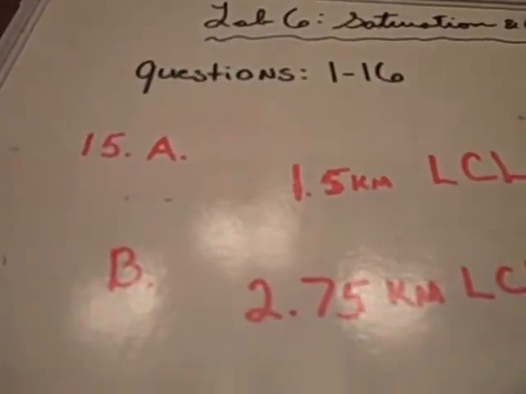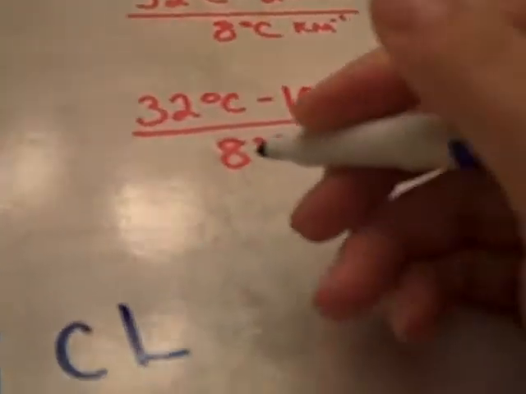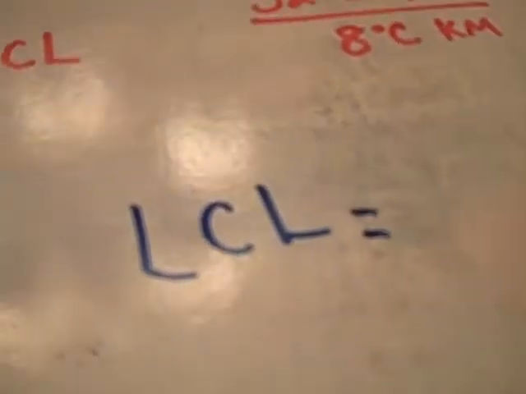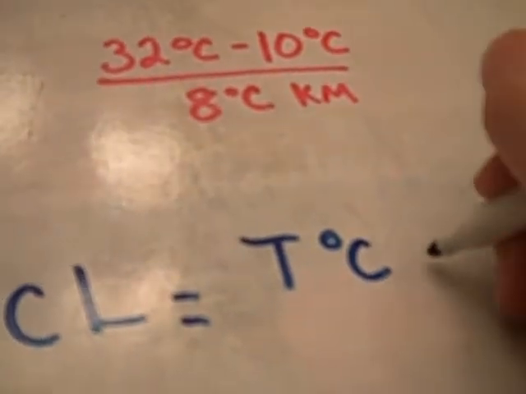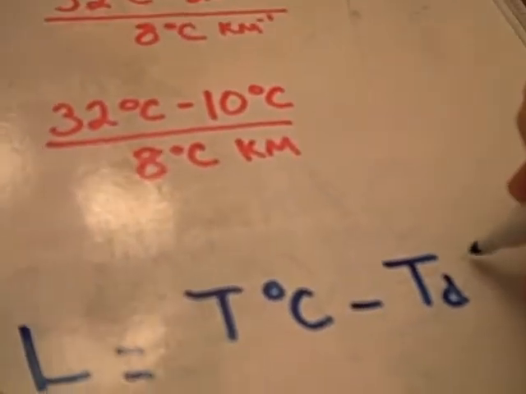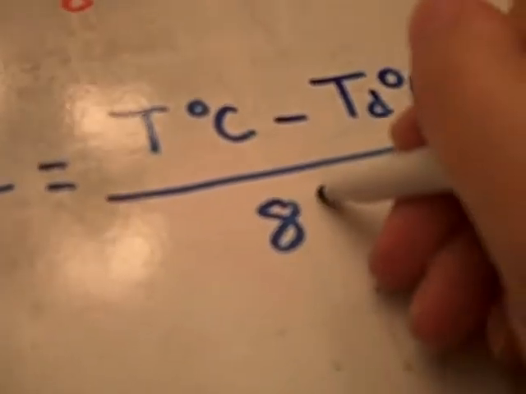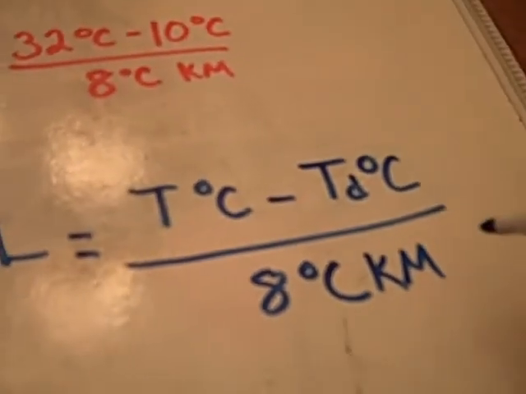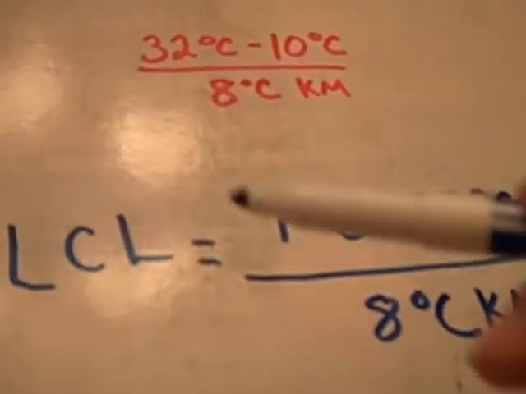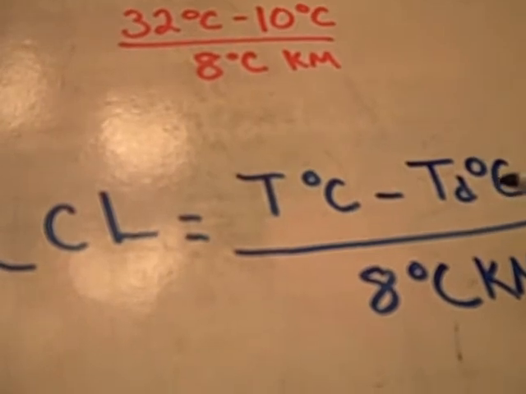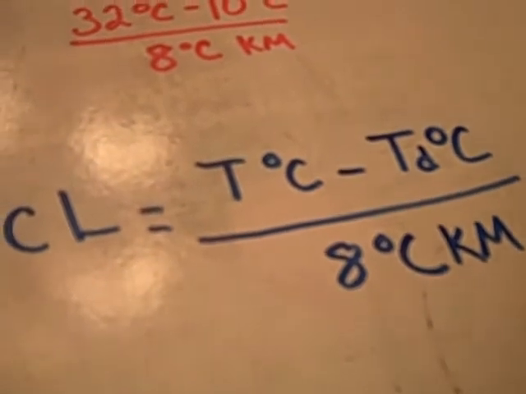All right, so for question 15, you're solving for the lifting condensation level, the LCL, and there is an equation to figure this out. And the equation works as follows. It is the temperature in degrees C minus the dew point temperature in degrees C, all divided by 8 degrees C per kilometer. And that's because of the altitudinal height. And if you want to know more about why this equation, you can read it on page 57, working it out with the standard troposphere height and why 8 degrees C for the kilometer set.